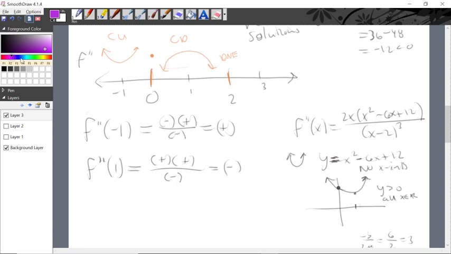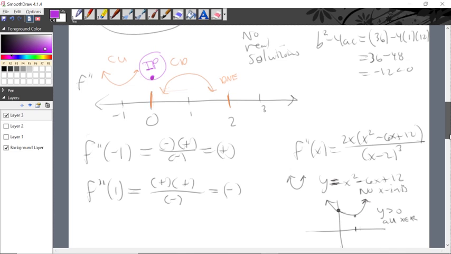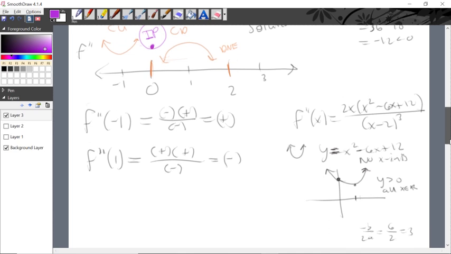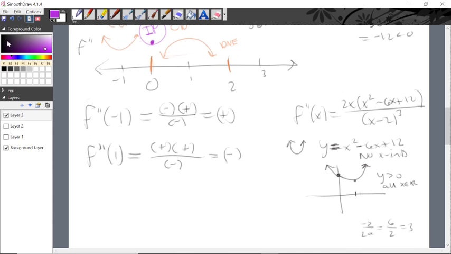That means we have a change in concavity happening at 0. Therefore, we can label this as an inflection point when x is equal to 0. Okay, we can go back to the original function to find out what f of 0 is equal to in order to find the associated y-coordinate.